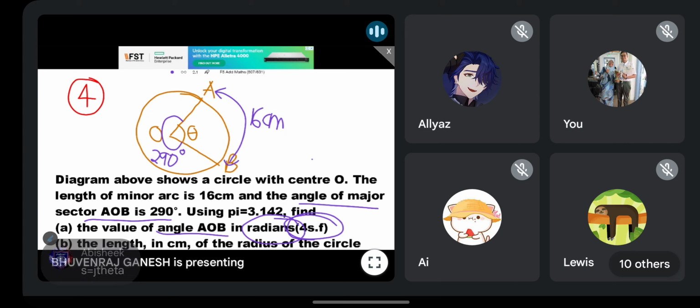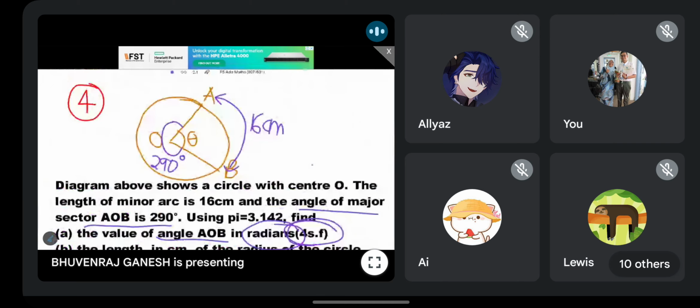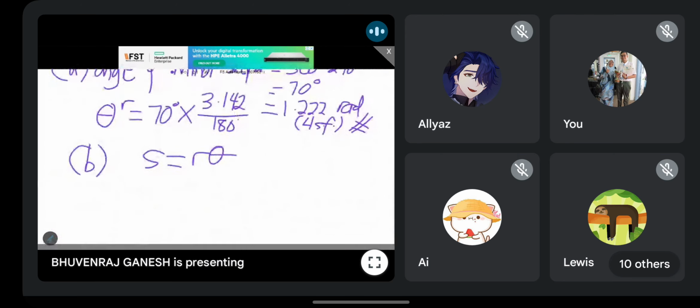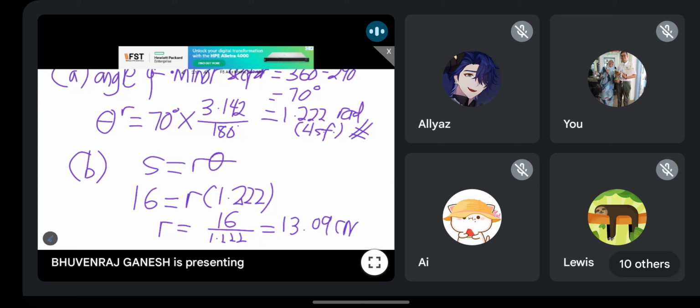So guys, what is the formula for question B? Yes, S equals R theta. So part B, S equal to R theta. S, soalan dah beri. S is 16 cm. Theta, you already have. You want to find R, 1.222. Okay, so R equal to 16 over 1.222 radian. So final answer, you should get 13.09 cm.